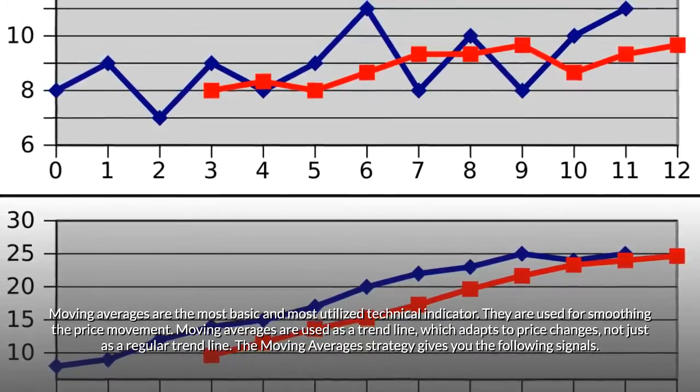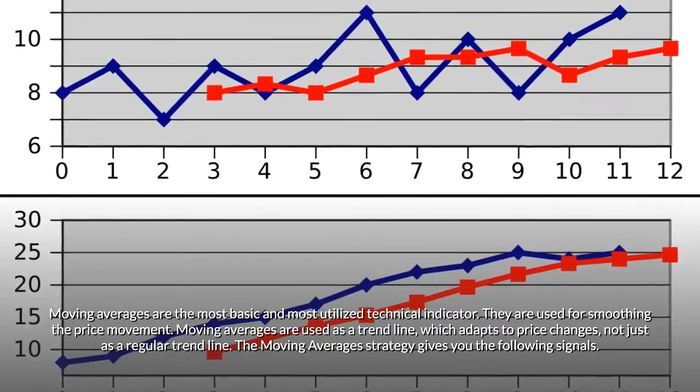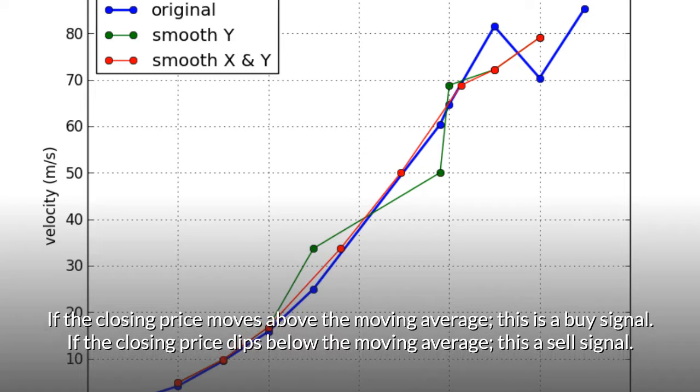The moving averages strategy gives you the following signals. If the closing price moves above the moving average, this is a buy signal. If the closing price dips below the moving average, this is a sell signal.